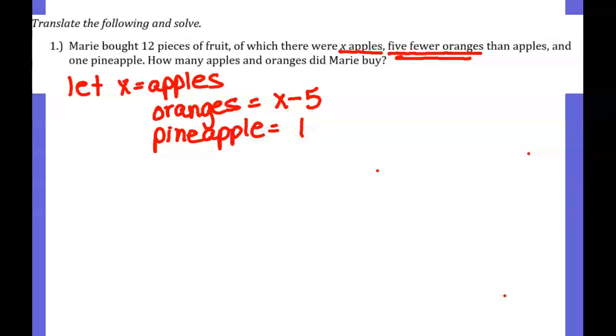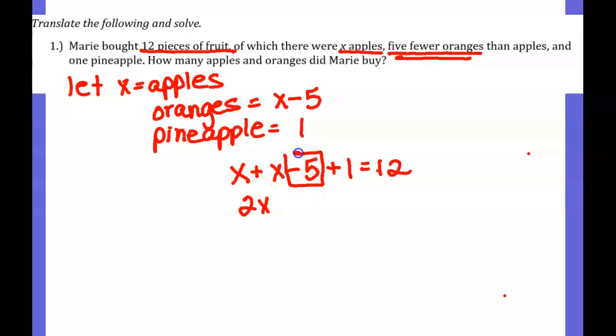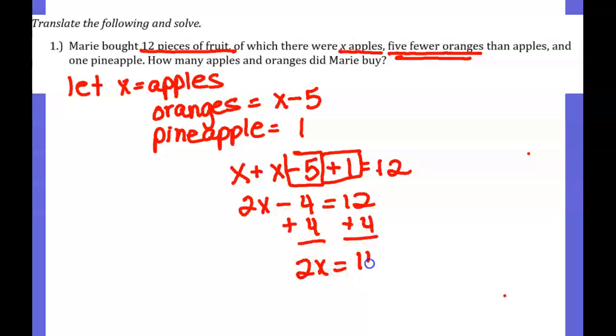But we're looking for how many apples and oranges did Marie buy. She bought 12 pieces of fruit. That means if we took our apples, we added our oranges, x minus 5, and then the 1 pineapple, we would get 12. So that's actually the hard part, coming up with the equation. Now we just combine our like terms, 2x. We've got a negative 5 and a positive 1, so minus 4 equals 12. We add our constant. I'm going to go kind of fast through the solving equations piece of it. 2x is 16. We divide by 2, and our x is equal to 8.